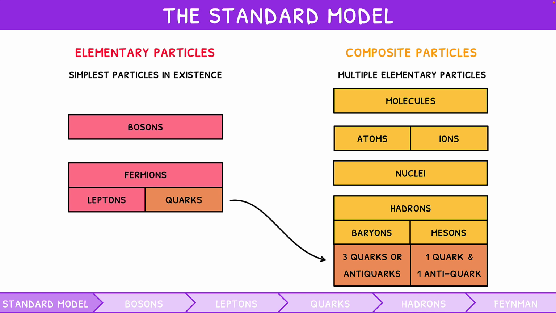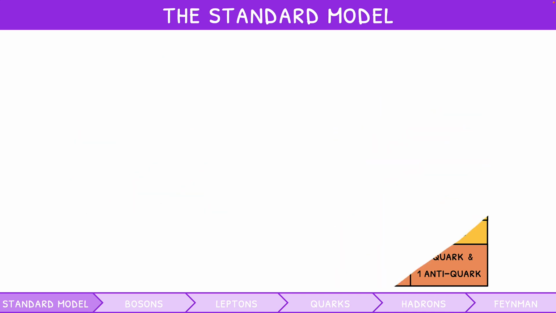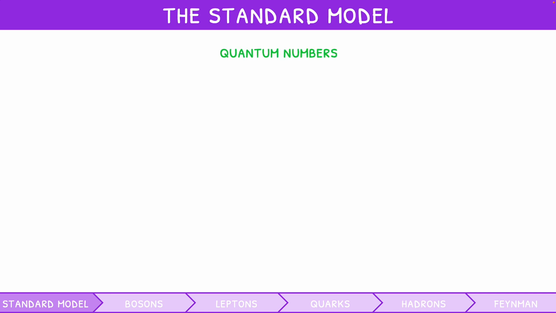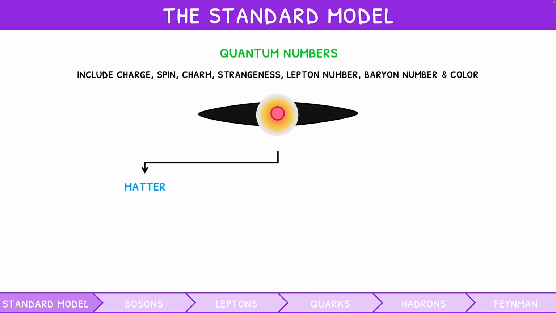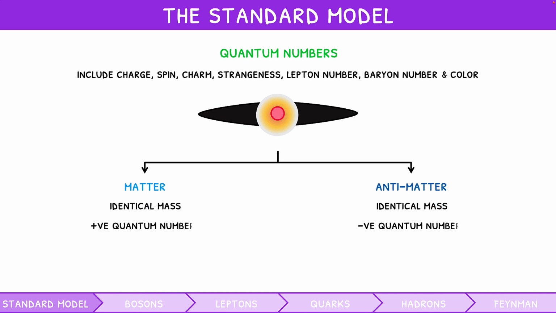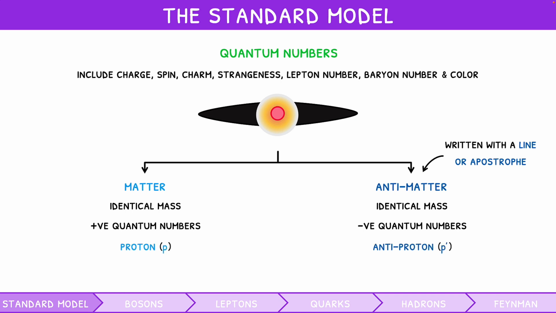But what is an antiquark? Well, all quantum particles can be defined by certain quantum numbers. These are their properties, including charge, spin, charm, strangeness, lepton number, baryon number, and colour. During the Big Bang, all matter also formed antimatter. This is matter with an identical mass but opposite quantum numbers. Antiparticles are written with a line above them, or with an apostrophe. So, bringing this together, the antiparticle of a proton is an antiproton, written as P with a line or an apostrophe, and has the same mass but a negative charge and opposite baryon number.